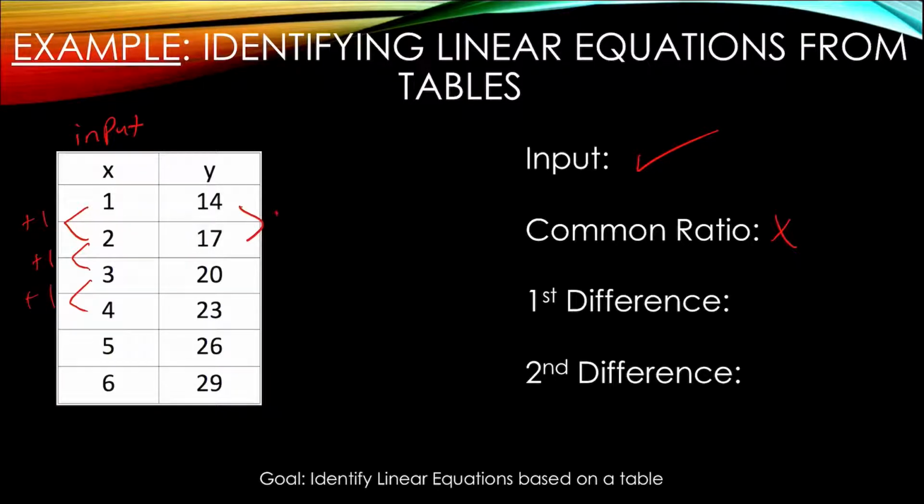14 to 17, I am adding 3. 17 to 20, adding 3. 20 to 23, I am adding 3. 23 to 26, I'm adding 3. 26 to 29, I'm adding 3. So I have a first difference. Check. We know this is linear.